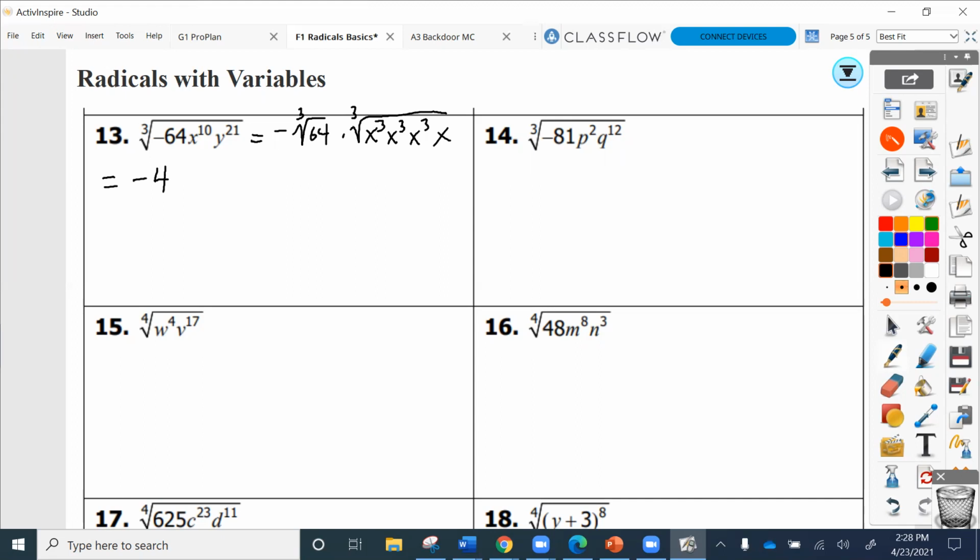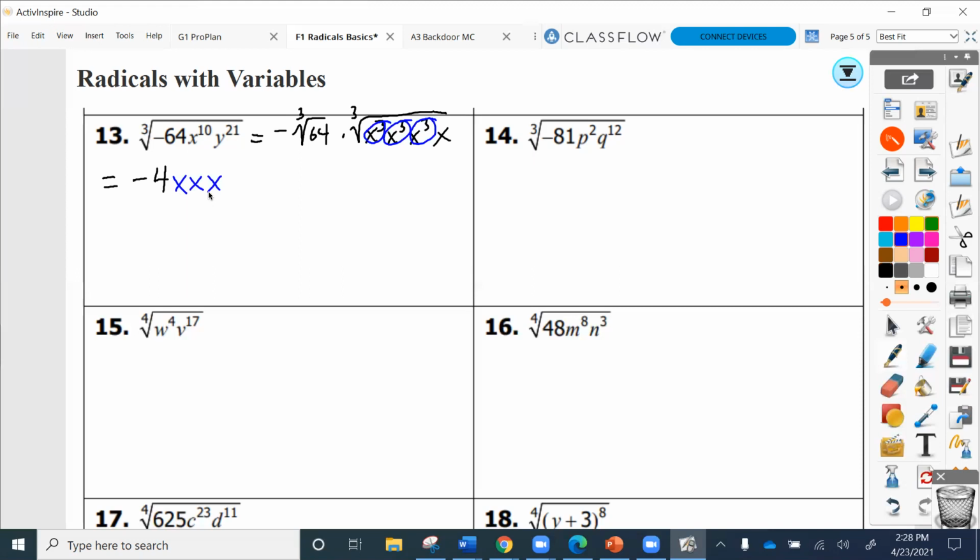And because I've got 3 x's here, 3 x's here, and 3 x's here, that means that for every 3 I have under the radical sign, I can bring 1 out. So I've got 1 for the ones I circled, another one, and another one.